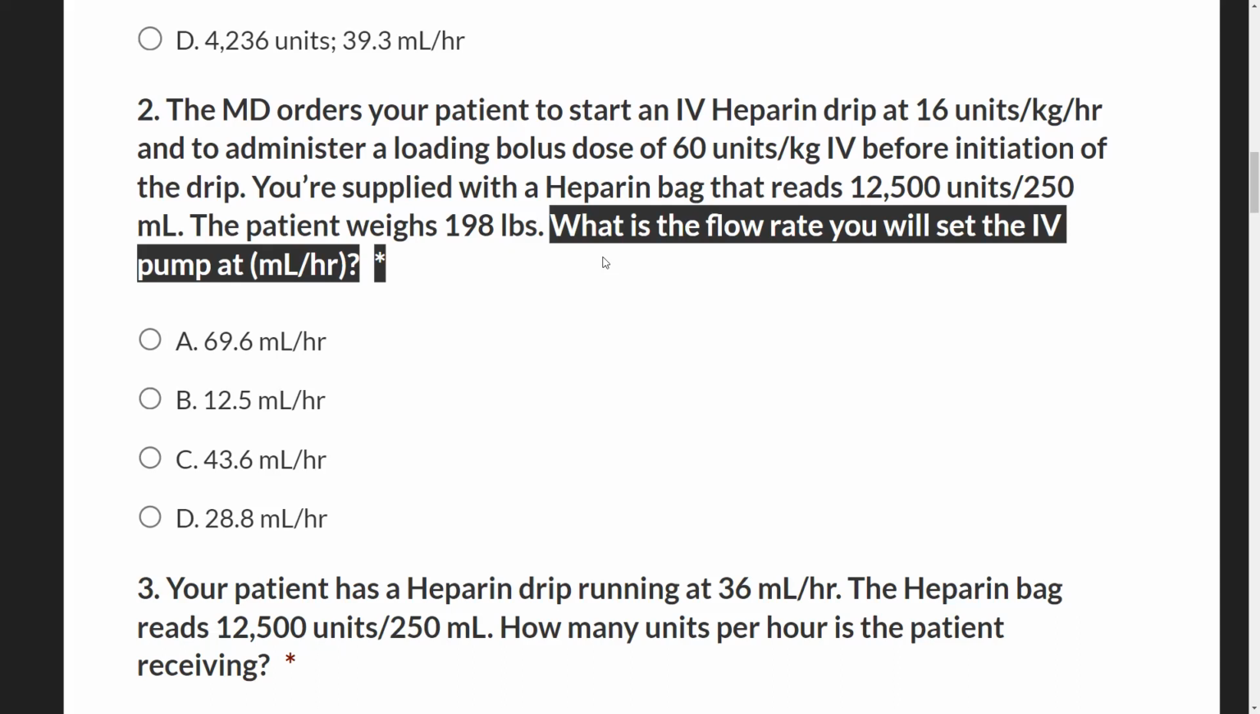So in order to get the desired dose, you also need the patient's weight. So you're going to write those two things down, the 198 and the 16 units per kilogram per hour. All right. You don't need anything else in that statement to do the question. You can read it now, but it's not asking you about the bolus here. It's only asking you about the IV pump.